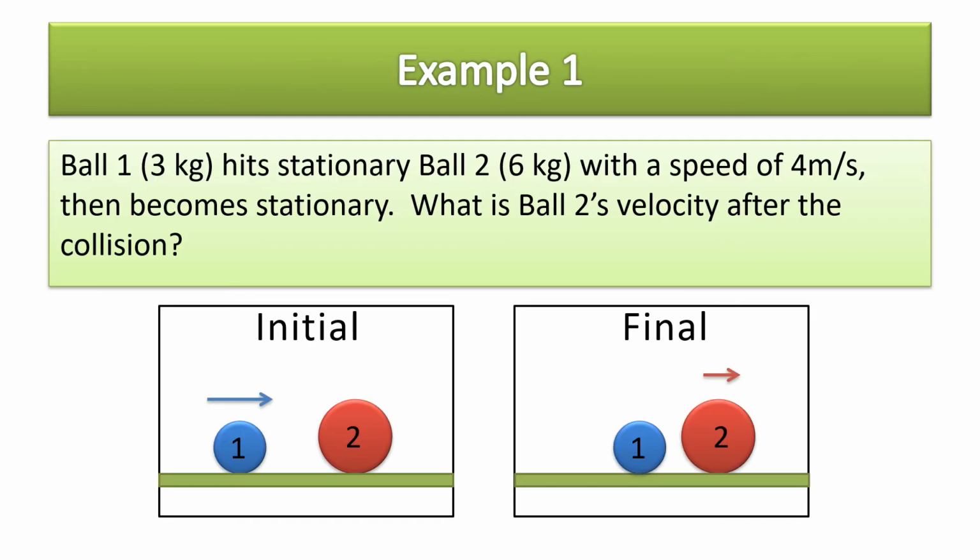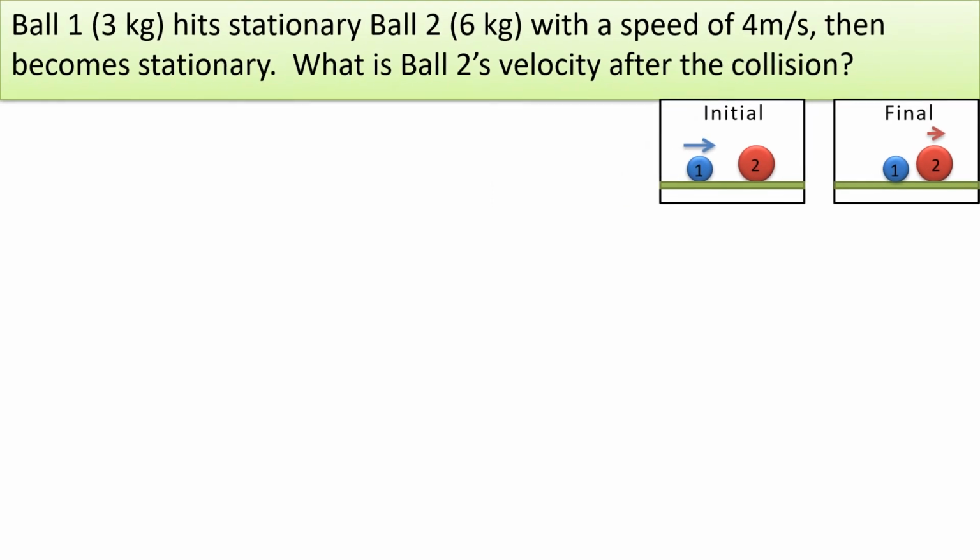So here we go. An example. Ball 1, which is 3 kilograms, hits stationary ball 2, which is 6 kilograms, with a speed of 4 meters per second, then becomes stationary. What is ball 2's velocity after the collision? We want to be very careful when we're writing down our given information. So just take it step by step.